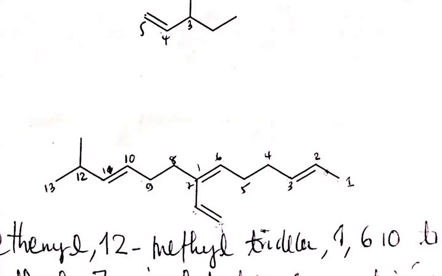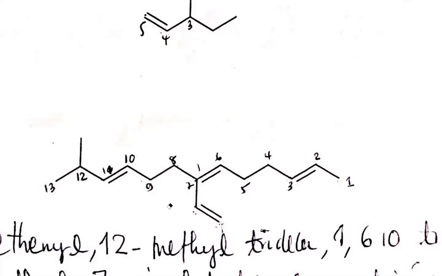So we count 1, 2. At position number 2, we have our double liaison. 3, 4, 5, 6. At position number 6, we have our double liaison. 7, 8, 9, 10. At position number 10, we have another double liaison. 11, 12, 13. Then at position number 12, we have another substituent. So we can go up like that, 13, or we can go down like that, 13. So it's the same thing. The substituent is still the methyl.